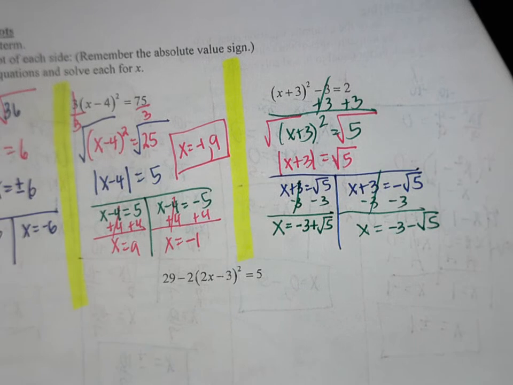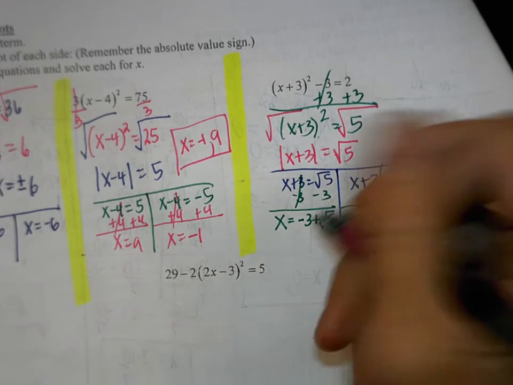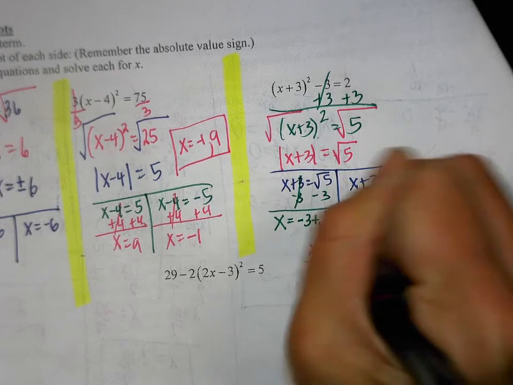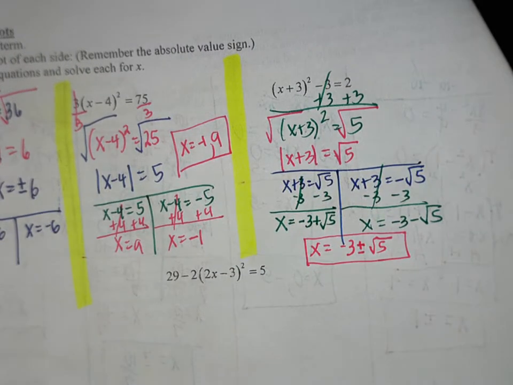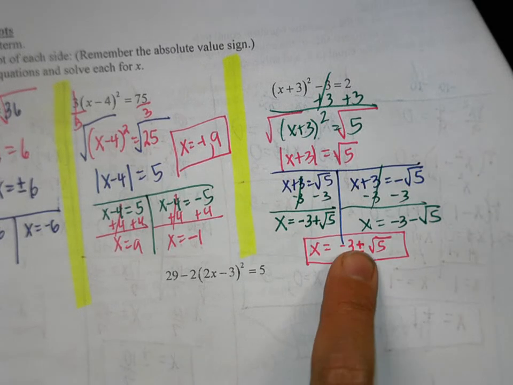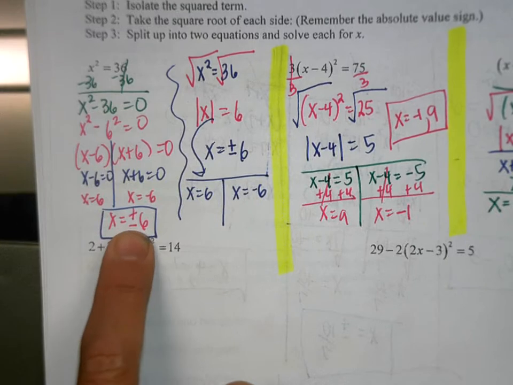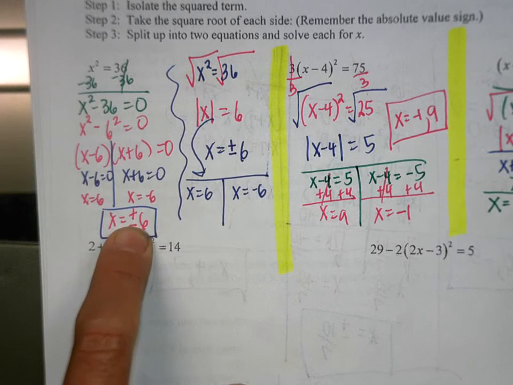Now, what do you notice about those two answers? Negative 3. Okay, good. They both have negative 3s. And then the only thing that's changing is in the center there. Do you guys see that? Yeah. So you can leave your answers separate like this, or you could write it as x equals negative 3 plus or minus root 5. I would like you to see it both ways, because sometimes on tests, you'll see it as a single answer like this. This single answer means these two separate answers. Okay? Just like how we had our plus or minus 6, that's actually a positive 6 and a negative 6. Are we good? Do we have questions? Okay, moving on.